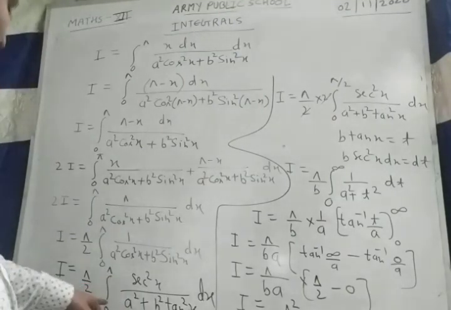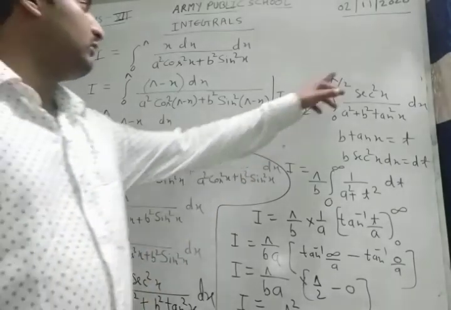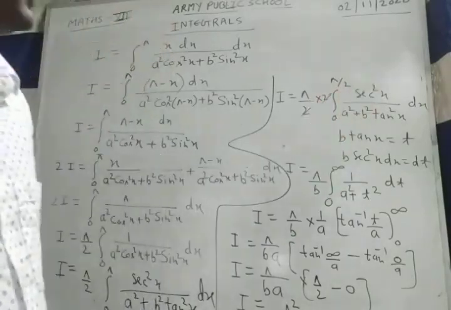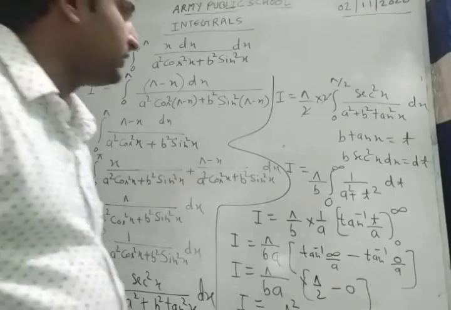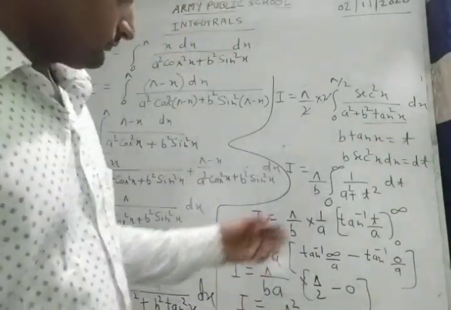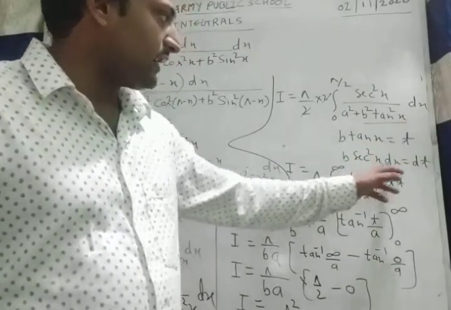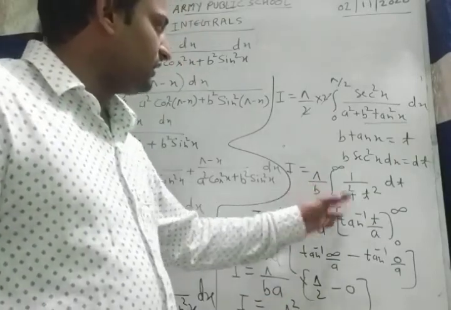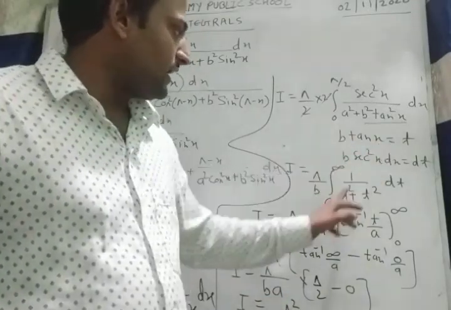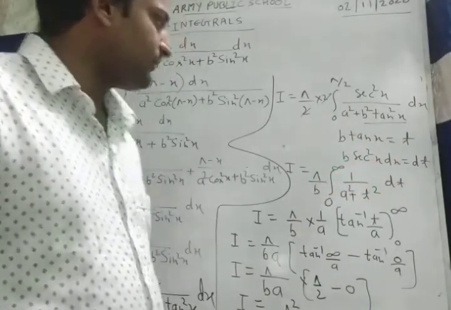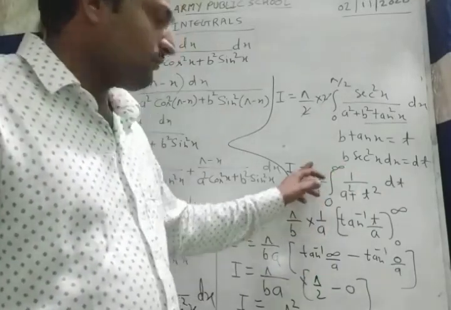Now what we will do? We will change this pi to pi by 2. We will take 2 outside. So we write pi by 2 into 2, 0 to pi by 2, sec square x, a square plus b square tan square x dx. Now we will suppose this term b tan x is t, so b sec square x dx is equal to dt. Now differentiate this, change the limit. Now this is tan 0, so tan 0 is 0, tan pi by 2 which is infinite, so we write a square plus t square dt. Okay, and this is divided by b, pi by b.